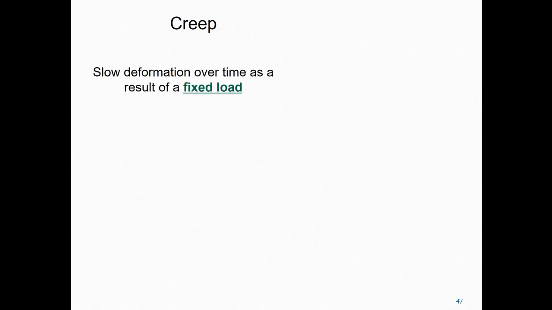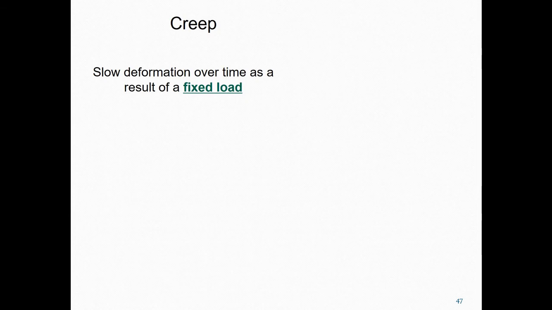Now let's consider the concept of creep. Whereas stress relaxation concerns decreased stress in a material that is resisting a fixed deformation, creep concerns slow deformation of a material over time as a result of a fixed load.